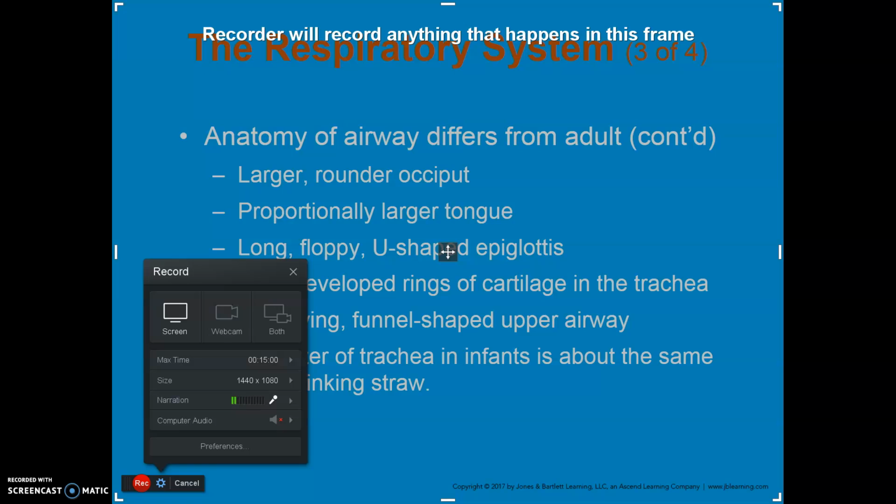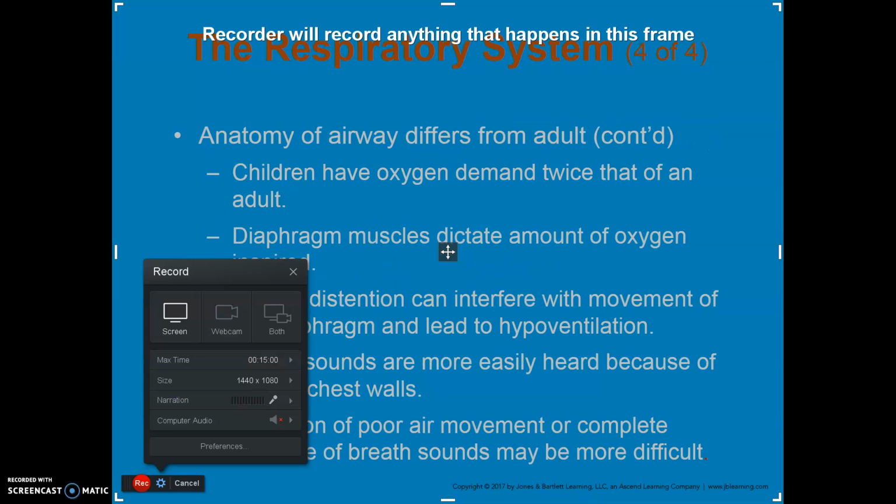Infants are nose breathers and may require suctioning and airway maintenance. A respiratory rate of 30 to 60 breaths per minute is normal for a newborn. A respiratory rate of 12 to 20 is normal for a teenager. Children have an oxygen demand that is about twice that of an adult's. The higher demand combined with the smaller oxygen reserve increases the risk of hypoxia.